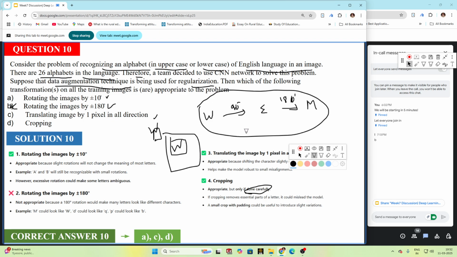But this 180-degree rotation cannot be done. A 10-degree rotation is okay, but 180 degrees cannot be done. Translating the image by 1 pixel in all directions can also be done, and cropping can also be done, but this 180-degree rotation of images cannot be done. So options A, C and D are the correct answers.